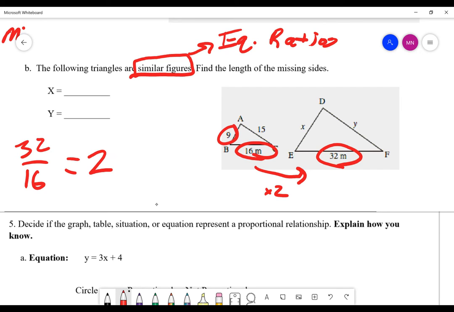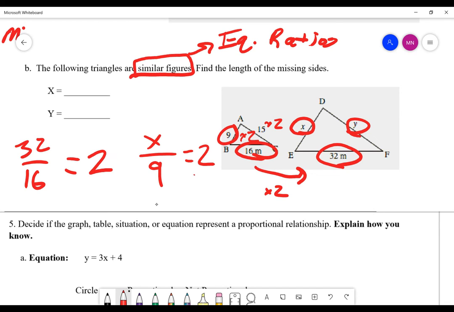That also means we're going to need to multiply 9 by 2 to get to x, and multiply 15 by 2 to get to y, okay? Because they are equivalent ratios. So, what number divided by 9 is going to equal 2 is what we need to figure out here. So we can figure out side ED.